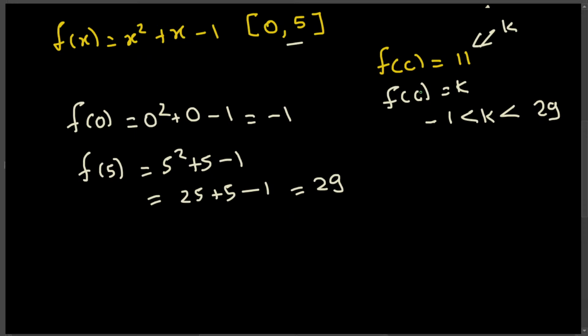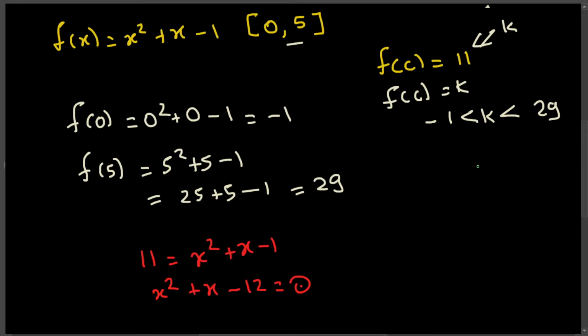If you want to find the c, the question didn't ask that, but let's say you have a question that asks you to find the c value. What you can do is take the 11 and apply it in this equation. f of x is 11 in this case, that's going to be equal to x squared plus x minus 1, and if you rearrange this, it's going to be x squared plus x minus 1 minus 11, that's minus 12, equal to 0.